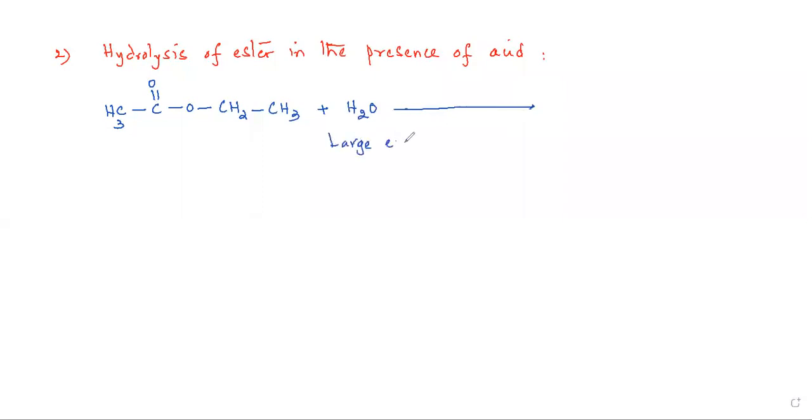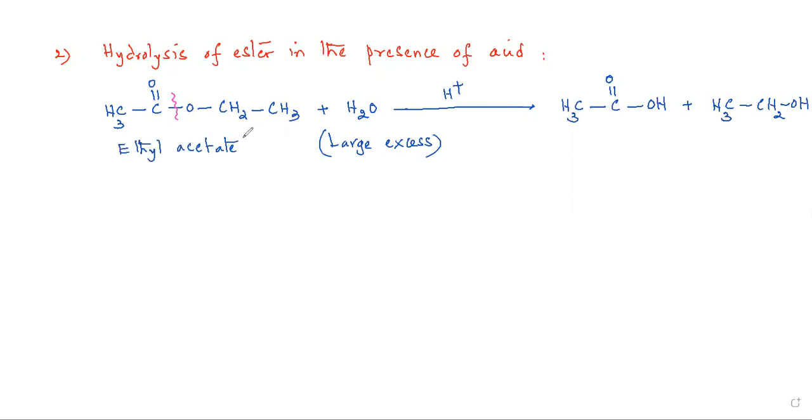Water is again taken in large excess in the presence of acid catalyst. It undergoes hydrolysis to form acetic acid, and along with that, you get ethyl alcohol. So ester on hydrolysis forms acid and alcohol.